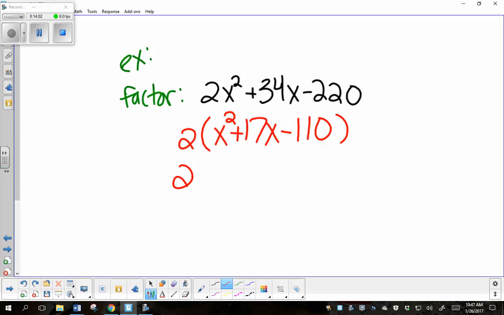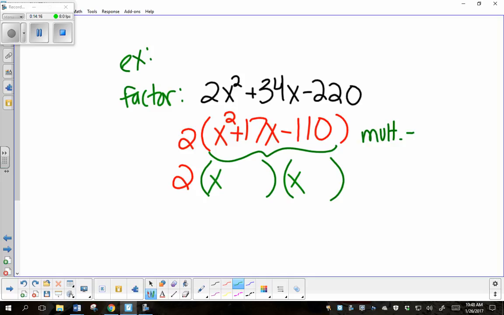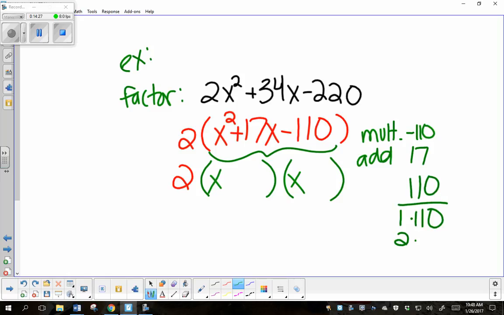So now we want to keep this 2 on the outside, but we want to try and factor this trinomial right here into two binomials. So I know I'm going to have x first in each one because I need to get x squared. And now we're looking for two numbers that multiply to negative 110 and add to positive 17. So let's look at the factors of 110. There's a lot. We could do 1 times 110. We could do 2 times 55. We could do, let's see, what else goes in there? 5 times 22. We could do 10 times 11.